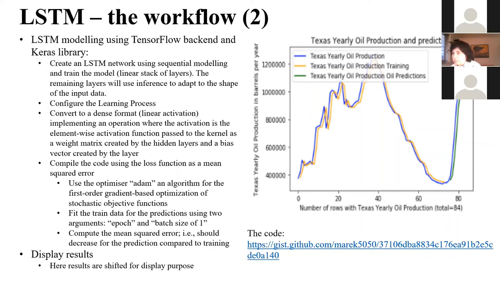Then you have to configure the learning process, convert to a dense format, which is a linear activation, and implement an operation where the activation is the element-wise activation function passed to the kernel as a weight matrix created by the hidden layers and the bias vector created by the layer, and then compile the code using an optimizer called Adam. Feed the trained data for the prediction using two arguments, epoch and batch size of one, and compute the mean squared error, which should decrease for the prediction compared to the training. And then display the result here. The results have been shifted for display purposes.